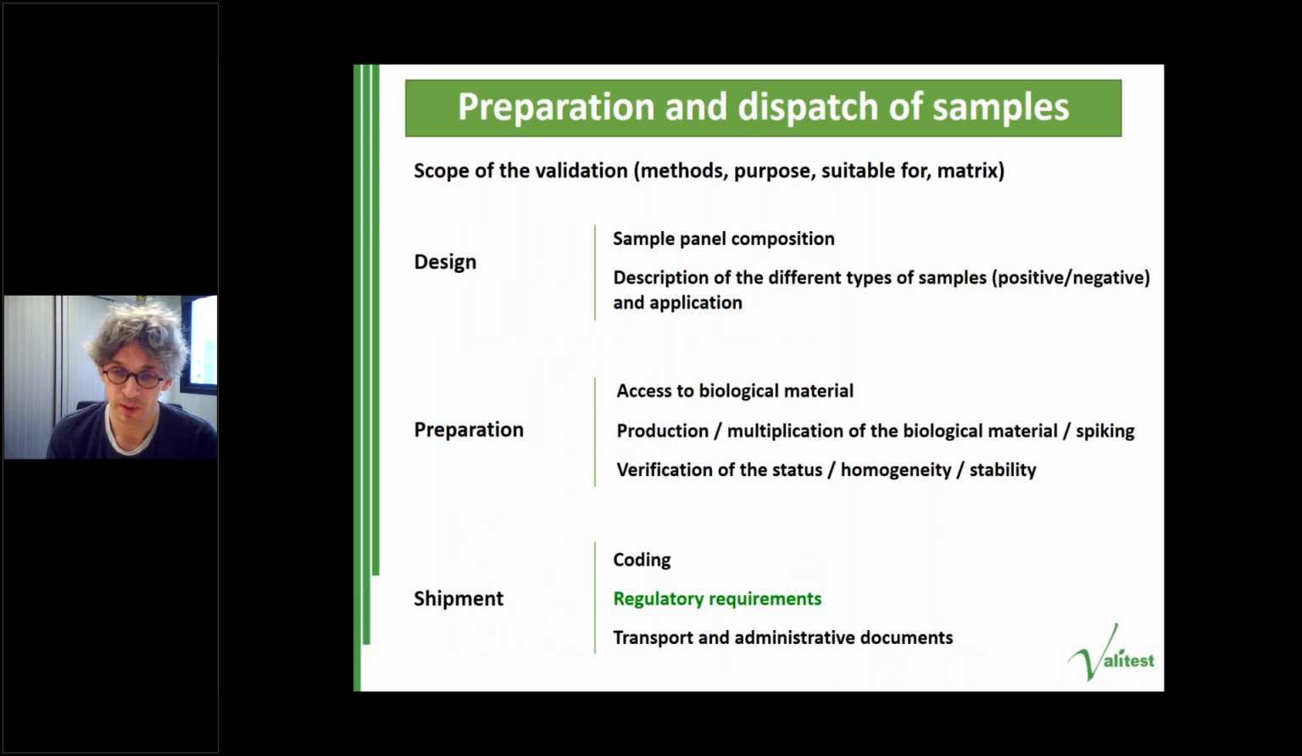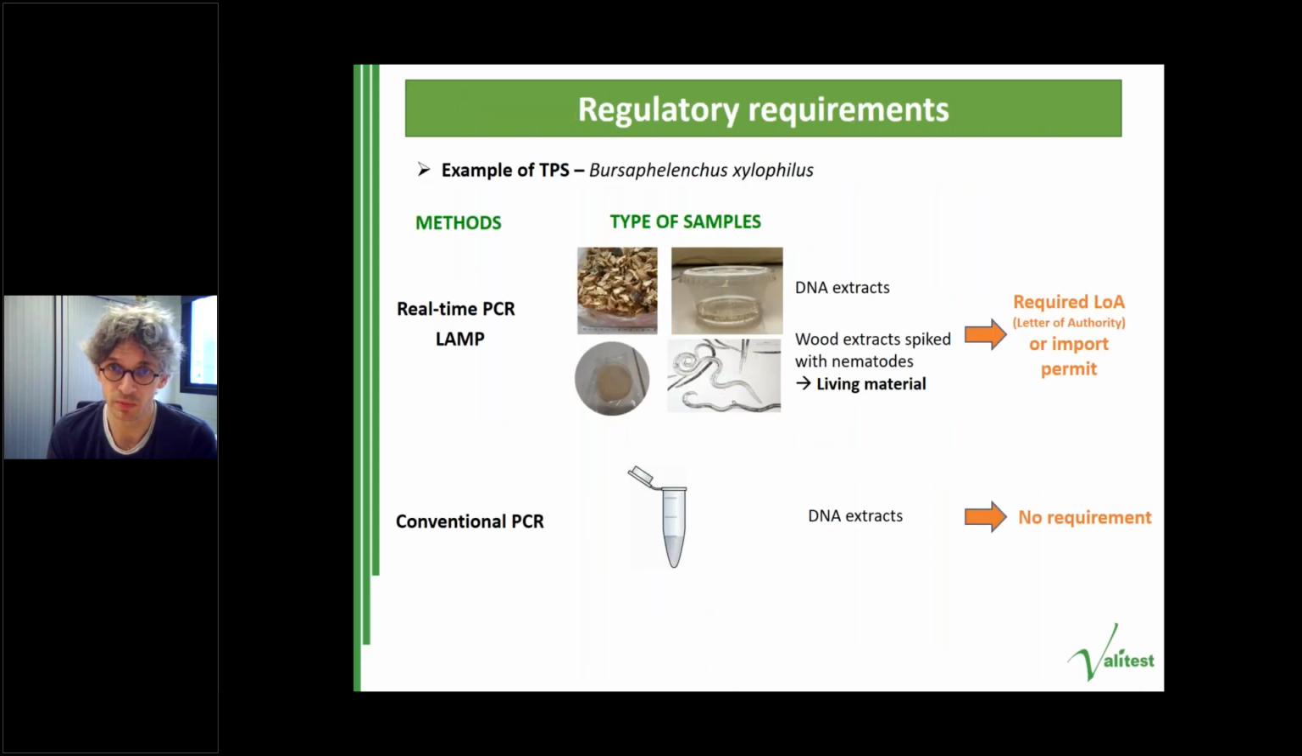The regulatory requirements are important when you want to ship some material. In the case of Bursaphelenchus xylophilus, we wanted to assess different tests on different methods, and we shipped different kinds of biological material. To assess the tests on real-time PCR and LAMP, we shipped DNA extracts and wood extracts spiked with nematodes. So in this case, we shipped living material. And of course, this needed a letter of authority or an import permit according to the country where we wanted to ship the samples. In the case of conventional PCR, we just sent DNA extracts, and in this case, there was no requirement.